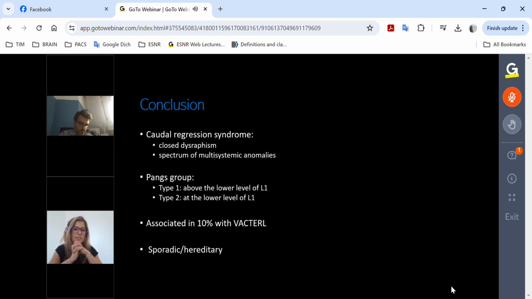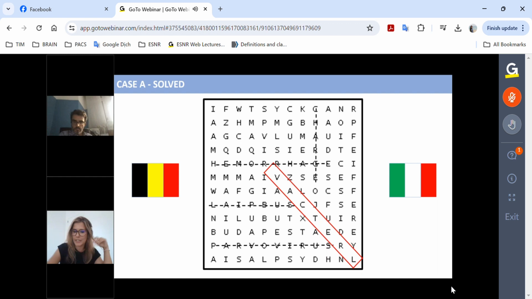So the caudal regression syndrome is a dysraphism, and it's a multisystemic anomaly, and there are 2 groups. It's important to see where the medulla stops. Is it above the lower border of L1, or is it at the lower border? And in 10% of the cases, it is associated with VACTERL. So it can be either sporadic or hereditary. And here is the VACTERL.